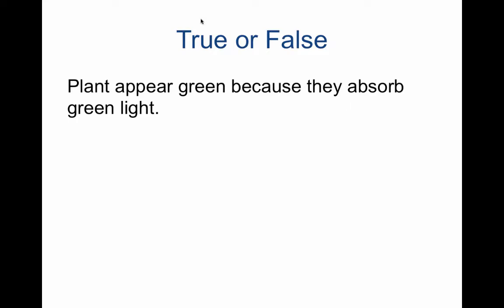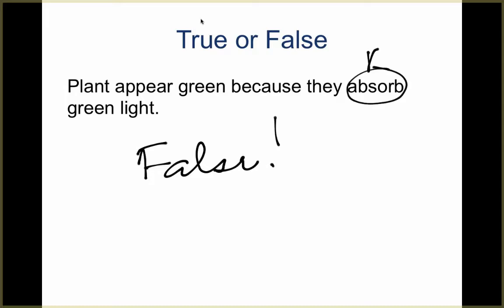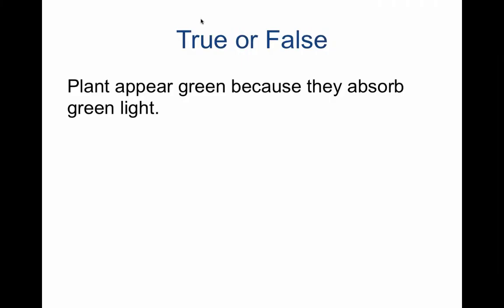Now, plants appear green because they absorb green light. True or false? False. They appear green because they reflect green light, not because they absorb it. If they absorbed it, you wouldn't see it because it couldn't come to your eye.